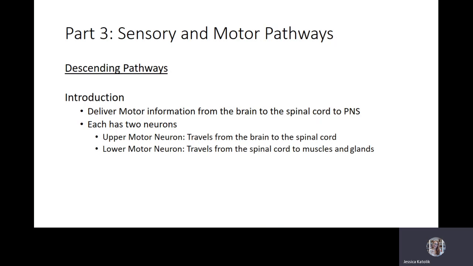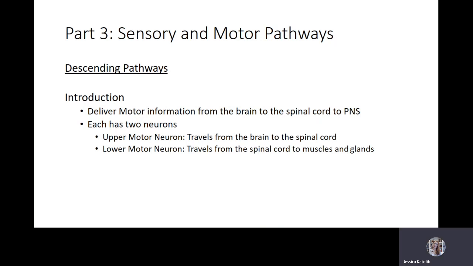And so this pathway is going to be responsible for initiating movement, whether it is in our skeletal muscle or in our smooth muscle that is going to be in our digestive tract, for example, or it's going to go to glands and stimulate the release of hormones, enzymes, buffers, and all sorts of things.